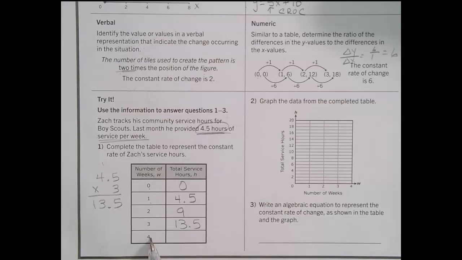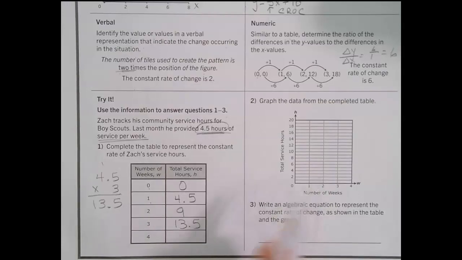I multiply that 4 by that constant rate of change again, but I could also do something else. I can add 4.5 to 13.5 because that constant rate of change every time here is increasing by 4.5. And I'll show that in just a minute. So if I do 13.5 plus the 4.5, that gives me 18.